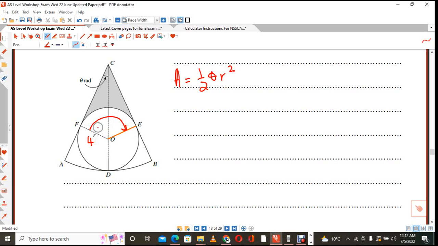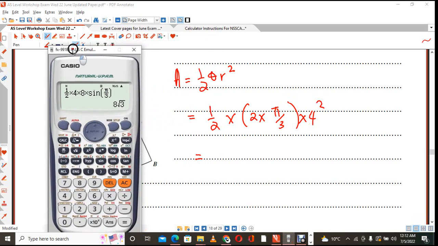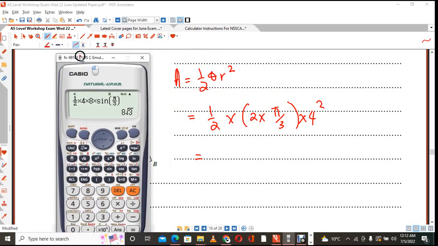So I know that from my previous work that this angle here was pi over 3. All right, so this one here was also pi over 3. So I can find that whole thing there. So the area, the formula will therefore be a half times, that is 2 times pi over 3, and the radius is 4 squared. Okay, right, so I'm going to punch that in on the calculator and see what it gives me. So that's going to give me the area of that sector there.